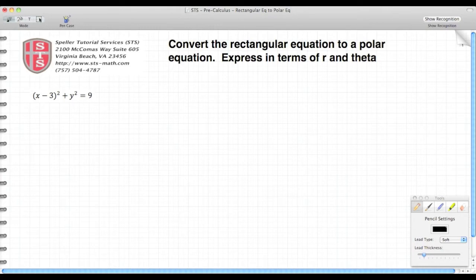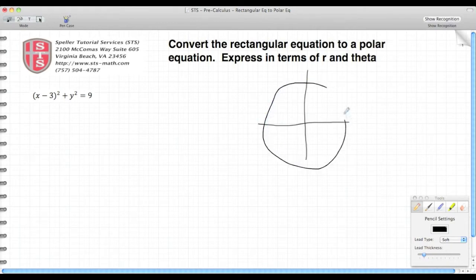Today we're going to talk about converting a rectangular equation into a polar equation, and we're going to express that polar equation in terms of r and theta. Let's take a quick look at how we can go from rectangular to polar. Let's take a look at this basic drawing of a unit circle.